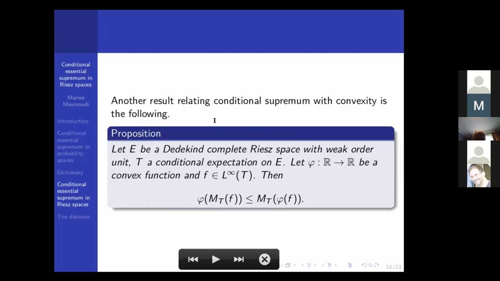Another result relating conditional supremum with convexity is the following. If we take a Dedekind complete Riesz space with weak order unit and phi a convex function from R to R, then for any F in L infinity of T, phi of m_T of F is less or equal than m_T of phi F.